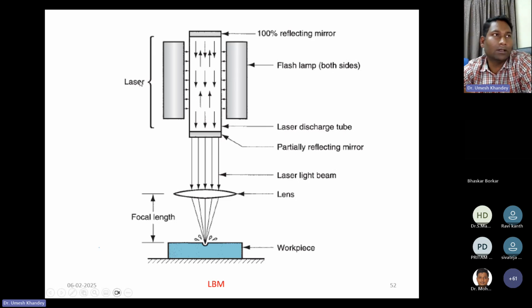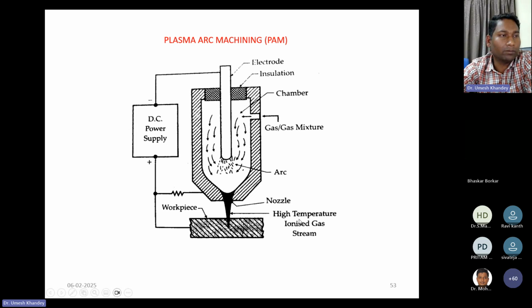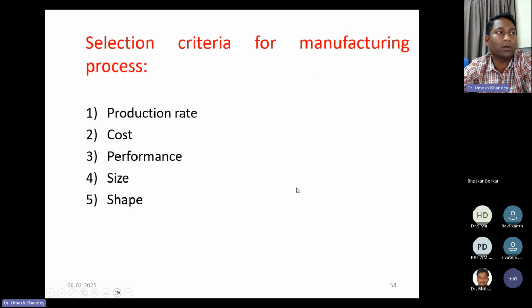How does it work? The laser light comes from the flash lamp on both sides, and this light is directed through the lens. There will be a focal length, some intensity, and some material, which you have to monitor or optimize for correct performance. Plasma arc machining will also be available.